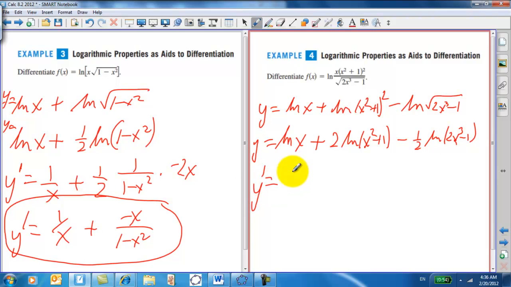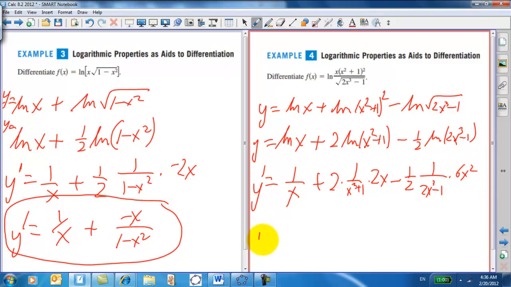Now the derivative is much easier. 1 over x plus 2 times 1 over x squared plus 1. Let's not forget the derivative of the inner function, which is 2x, minus 1/2 times 1 over 2x cubed minus 1 times the derivative of the inner function, which is 6x squared. So we get 1 over x plus 4x over x squared plus 1 minus 3x squared over 2x cubed minus 1.